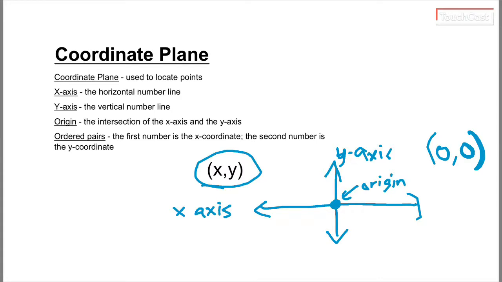So for example, if we had the point 2, 3, we would start at the origin and we would go to the right 2 spaces, and then we would go up 3 spaces. We go along this line right here.